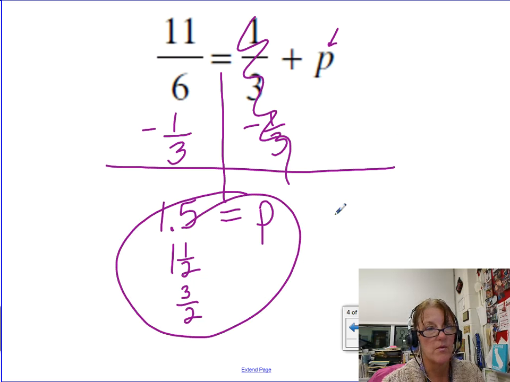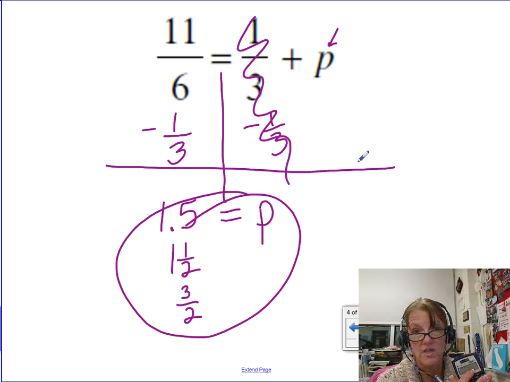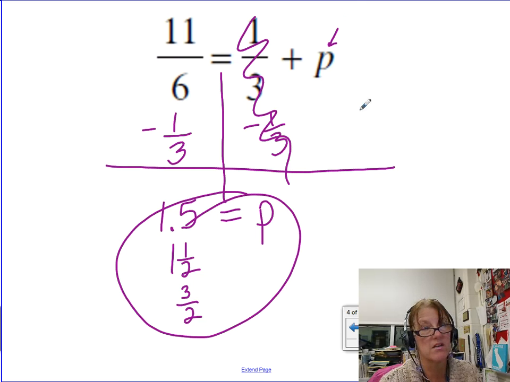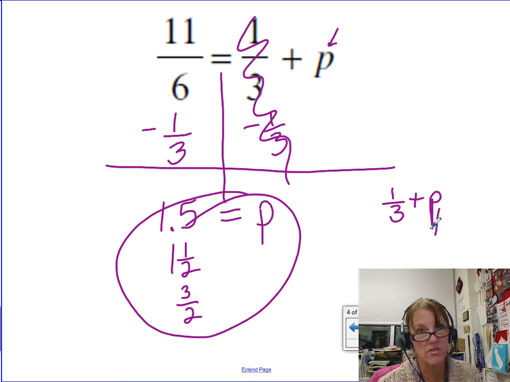But what I want you to do is perform a check. That means you're going to take what you got for your answer, go back up to the beginning up here, and you're going to say 1/3 plus p. Okay, 1/3 plus p on your calculator. I want you to plug in 1.5. Okay, let's go ahead and do that.